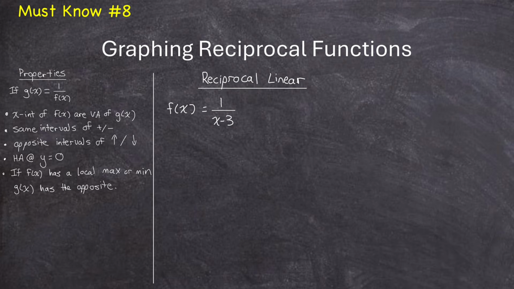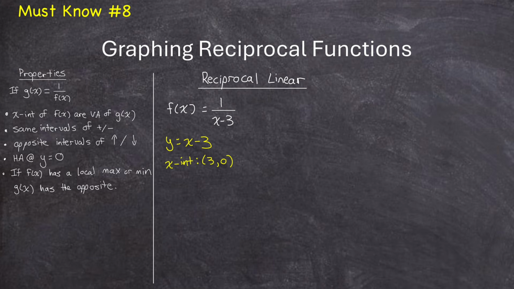Our function f of x is the reciprocal of a linear function. The linear function is x minus 3. When graphing this function, I think it's best if we start by analyzing the key properties of the function that's in the denominator. So let's just look at the function x minus 3 to start with. One of the key things I'm interested in is, what is the x-intercept of this function? What makes it be 0? Well, this would be 0 if x was 3, so it has an x-intercept at the point (3, 0).